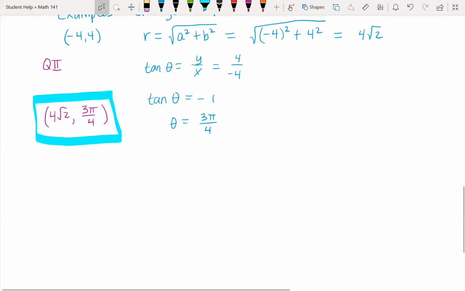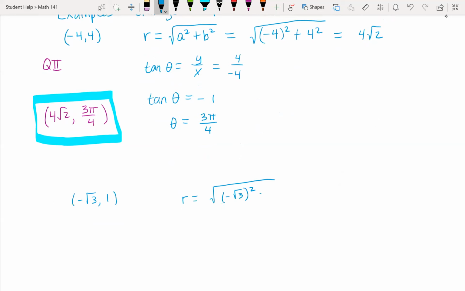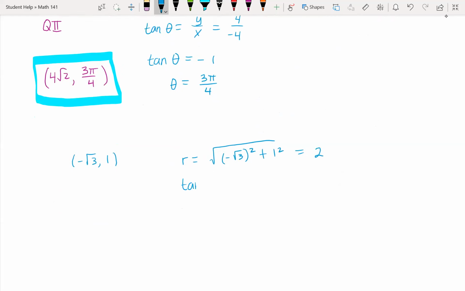All right, let's do another example like that. Let's consider the point -square root of 3, 1, and let's change to polar coordinates. R is going to be the square root of -square root of 3 squared plus 1 squared. That's going to be square root of 4. This is going to be 2. And then tangent is y over x. So 1 over -square root of 3.